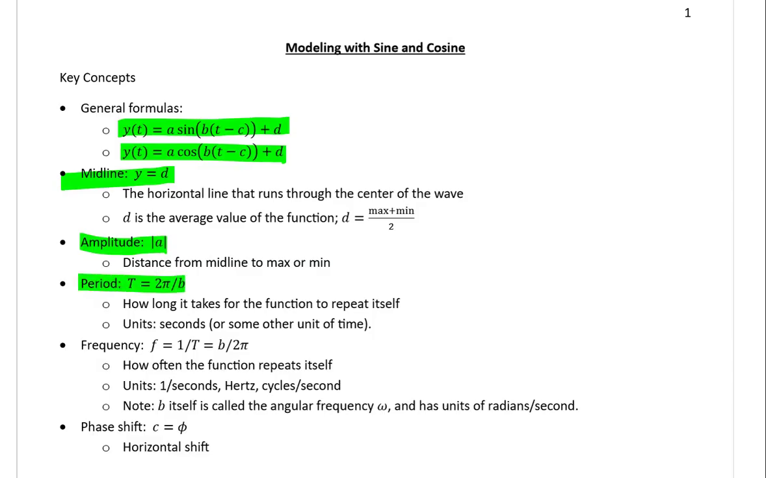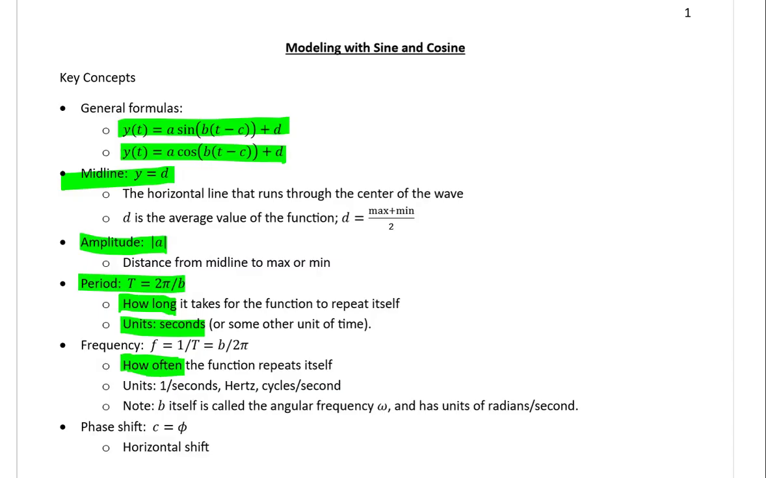The period, which is 2 pi over b, should be absolute values there. Let me fix that later, okay? But period is how long it takes for the function to repeat itself. How long is the key. So the units are typically in seconds, okay? The reason I'm going over this and also frequency, sometimes problems give one or the other. Frequency is how often the function repeats itself. Not how long, it's how often. How frequent. That's the term, okay?